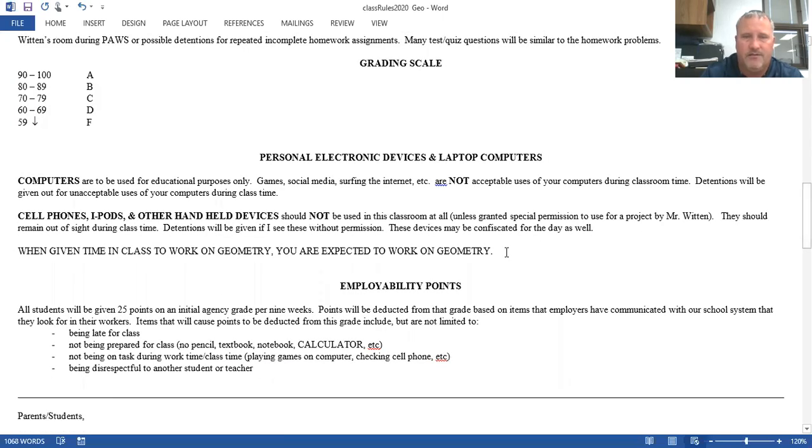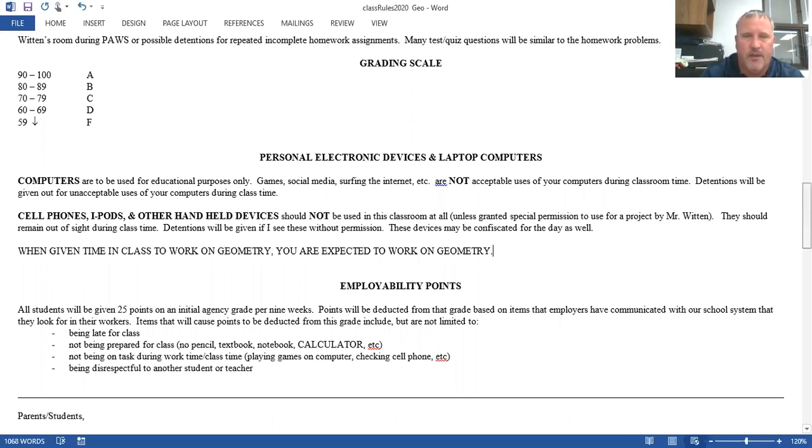Basically, I've told the kids cell phones, I don't need to see them in the classroom. If computers, you should be doing work on school. If I see you playing games or texting, Snapchat, any of that kind of stuff, that'll be a loss of some privileges.